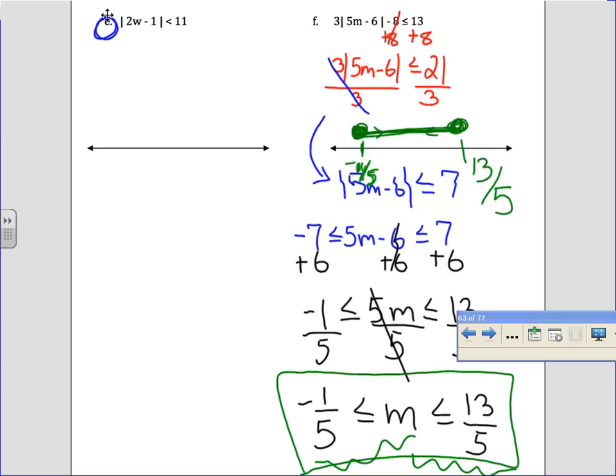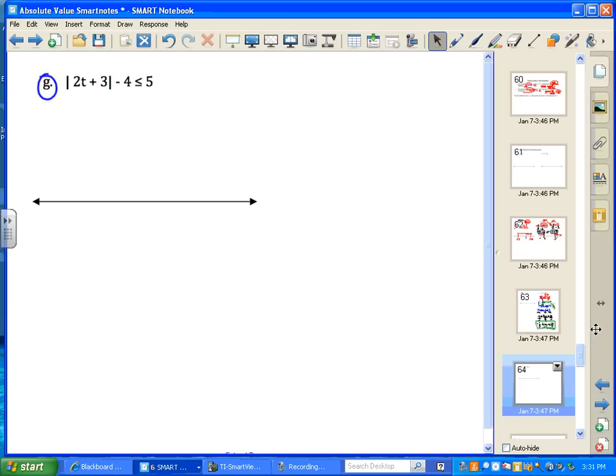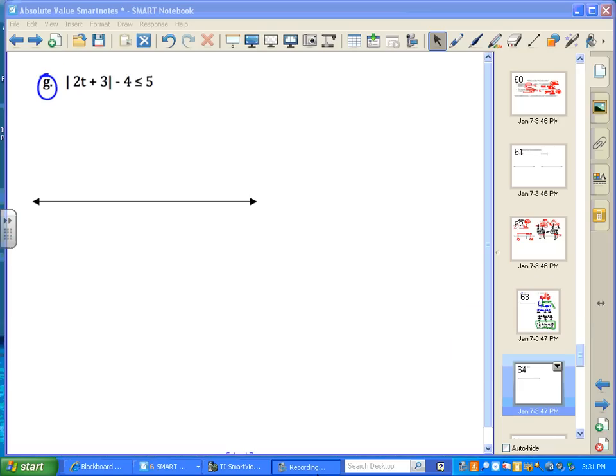And we have one more lesson after this, which is graphing absolute value functions. So see me as soon as you watch this video so you can get your assignment and make sure that you are ready to watch the next video.